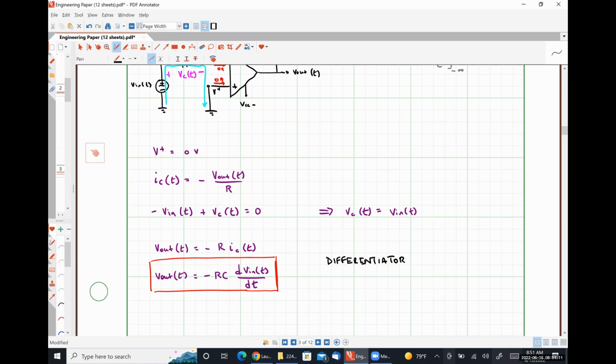All right, so those are the different types of op-amp circuits that are very widely used in a variety of industries and applications. That's all that I had prepared for today.